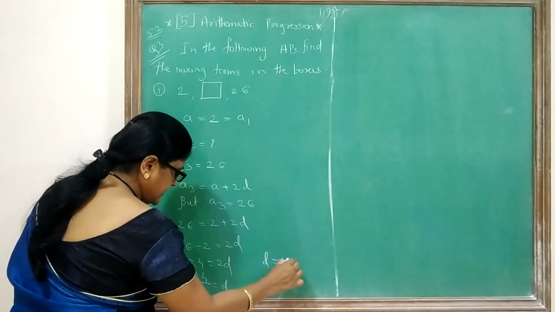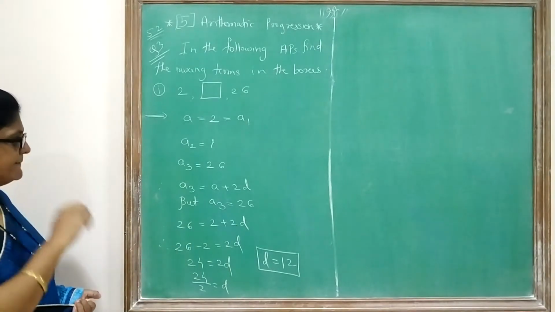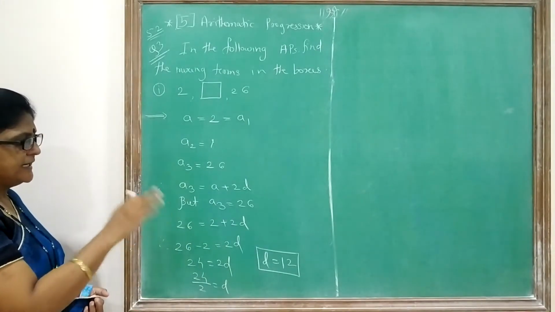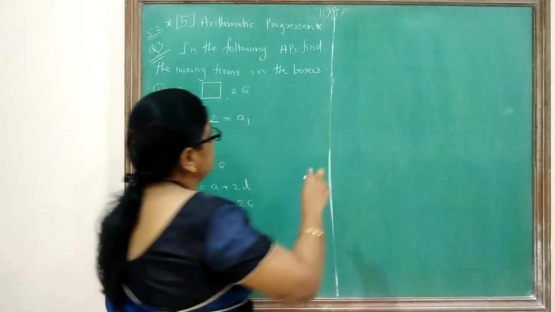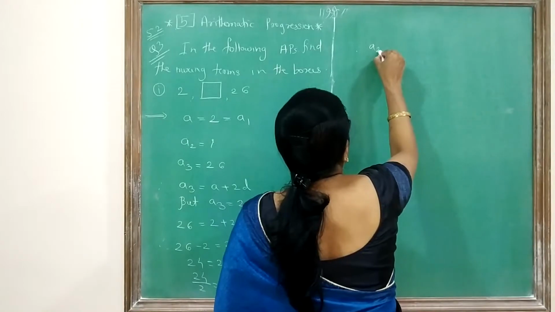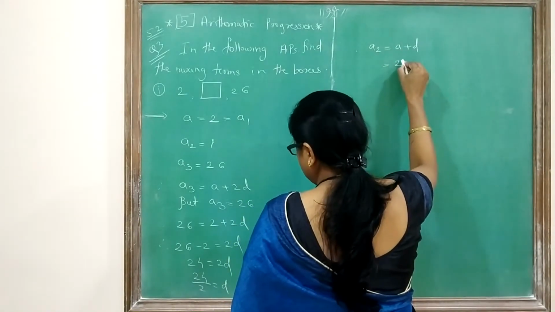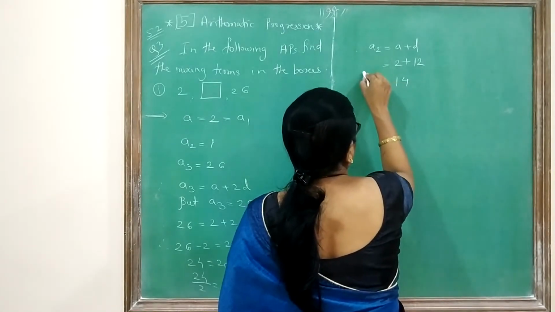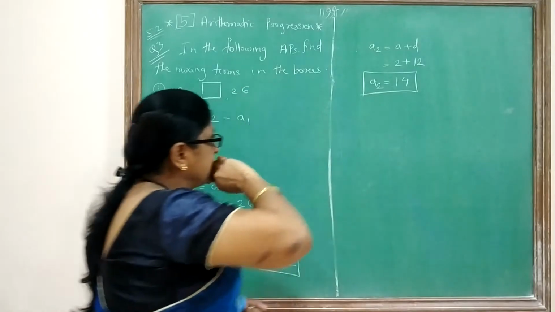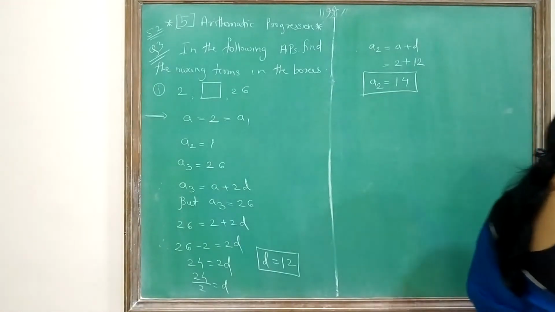Then what is your D? D is 12, because 2 1s are 2, 2 2s are 4. Then here A is present and D is present, so you will find the A2 value. A2 equals A plus D. Then what is A? A is 2 plus 12. Then what is your answer? A2 is 14. And see the next example.